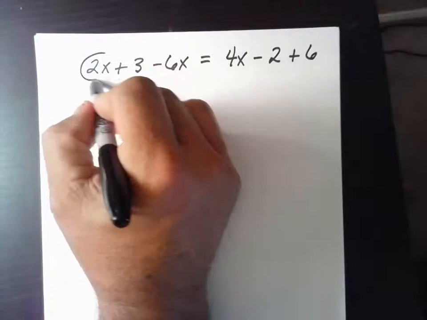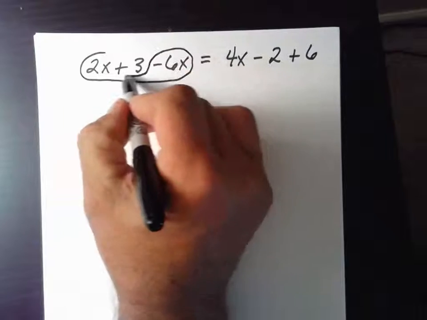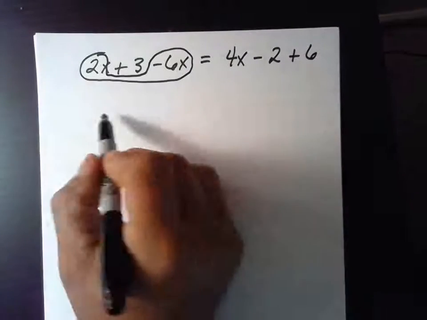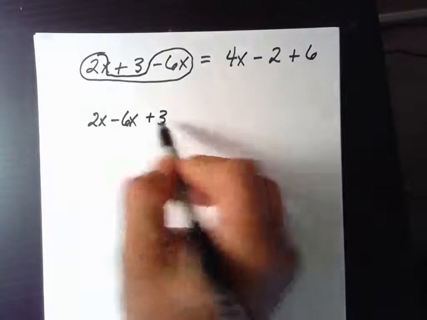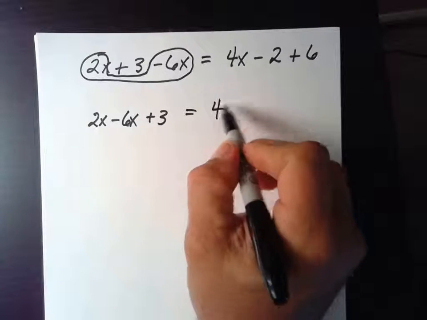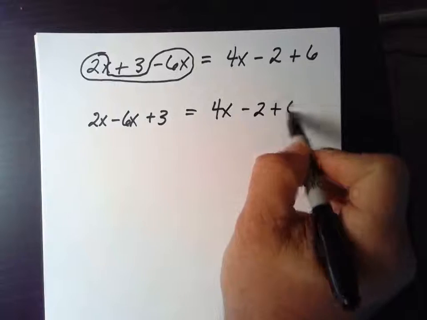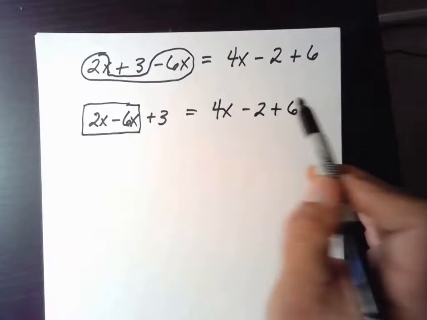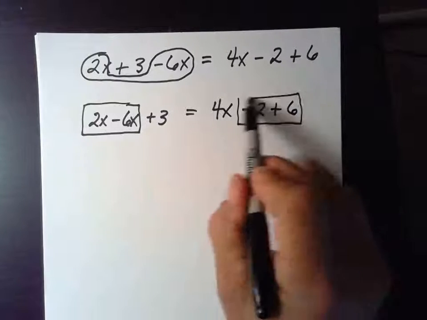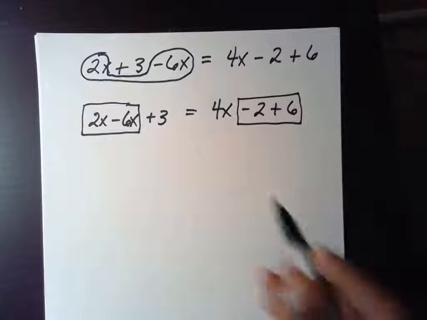What is 2x minus 6x? Well, I'll just write it over here. 2x minus 6x plus 3 equals 4x minus 2 plus 6. Well, here is your combining like terms, and here is your combining like terms. So go ahead and do it.